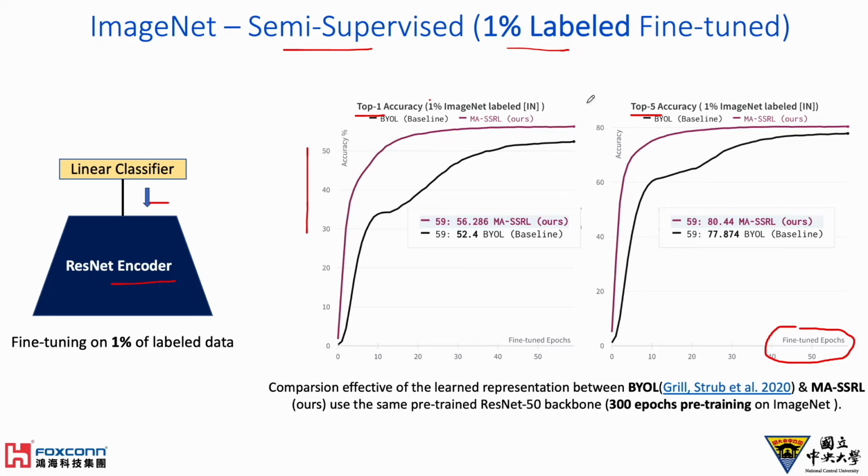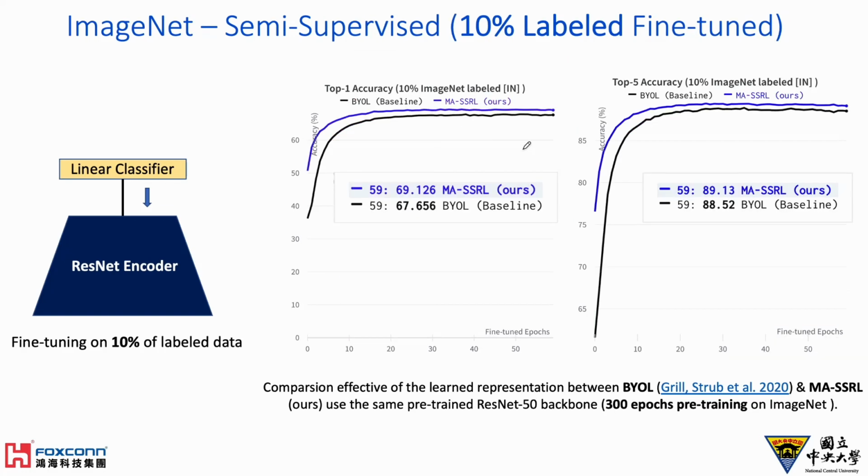We also compare with the baseline BYOL from DeepMind, and we evaluate on the test set of ImageNet. We can see our method performs significantly better than the baseline with the fine-tuning pipeline. We also fine-tune with 10% of labels, the same setup as with 1%, and our method again achieves significantly better results than the baseline.